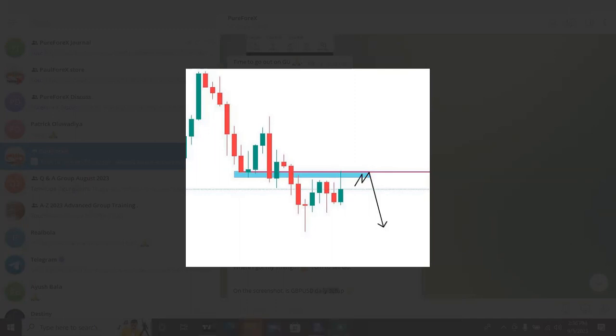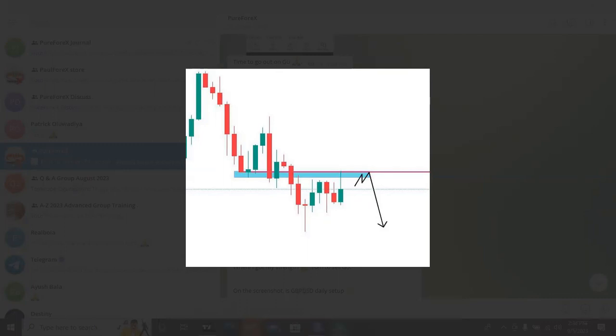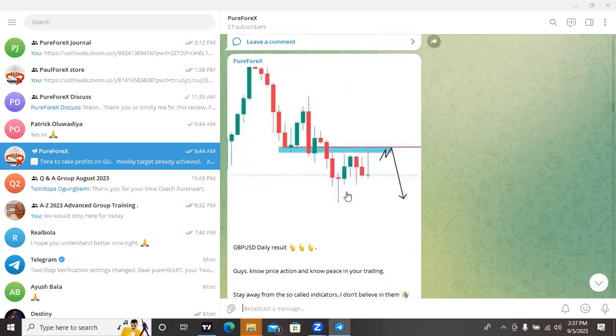I know that the news cannot break this SNRC because I have a confirmation on the higher time frame. So my confidence is strong enough for me to set my pending order. I know that GU is going to drop. So let me show you the outcome of it. As GU got to this point, it started dropping.